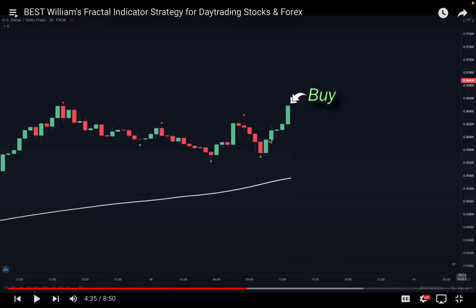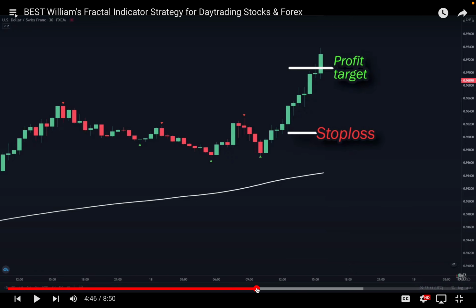And the buying condition now is just when a candle is closing above the previous top fractal, and also when the close is above the 200 time step exponential moving average. The stop loss then, somewhere here, is just the low of this entry candle, and the profit target is simply 1.5 times the distance between close and stop loss.